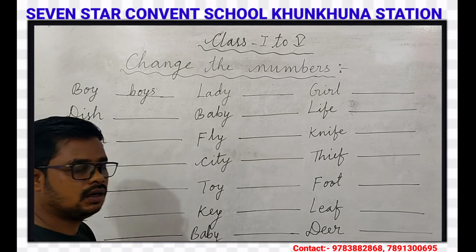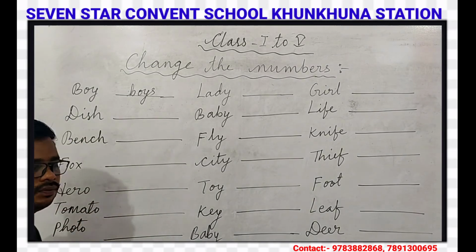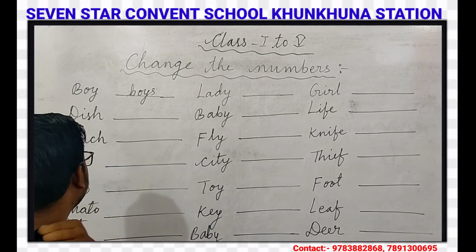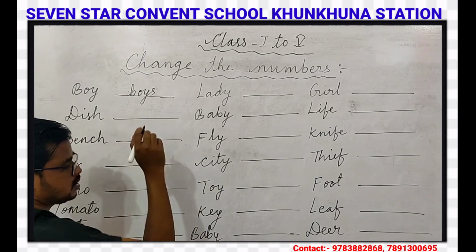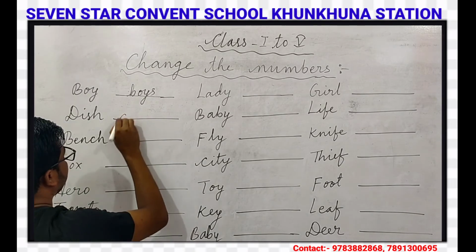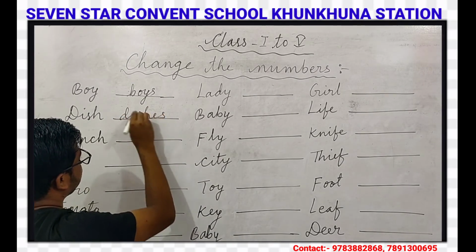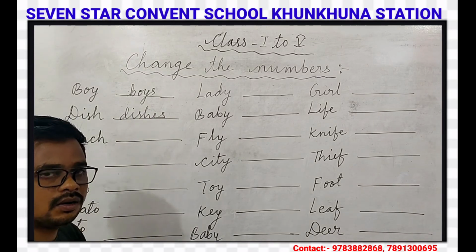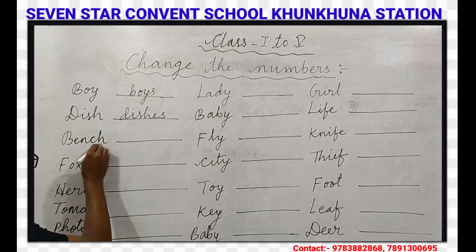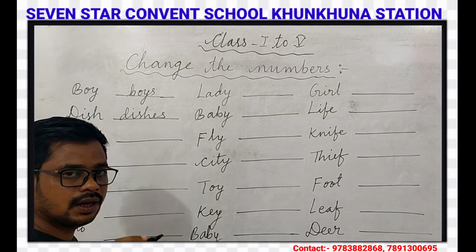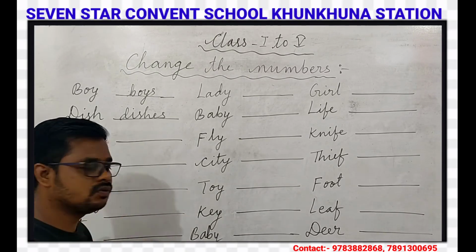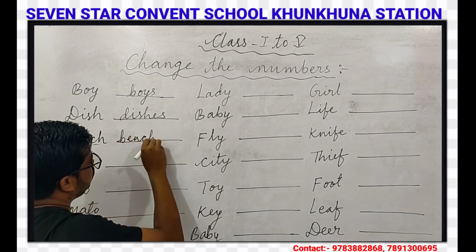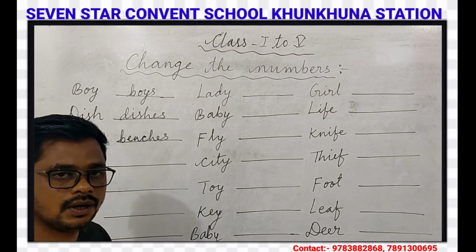Our next question is this, dish. The ending letters of dish are sh. If the singular noun ends with sh, then we have to add es. Okay, it will become dishes. Bench. If any singular noun ends with ch, we have to add es to make it plural.